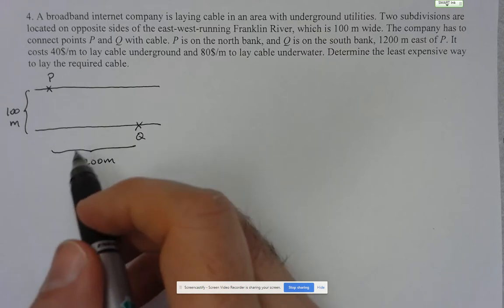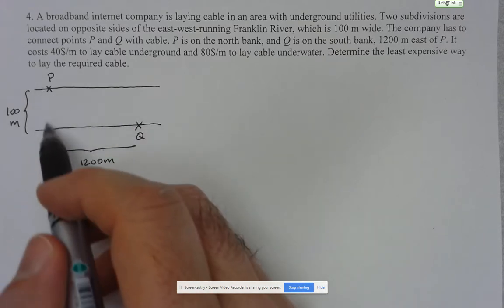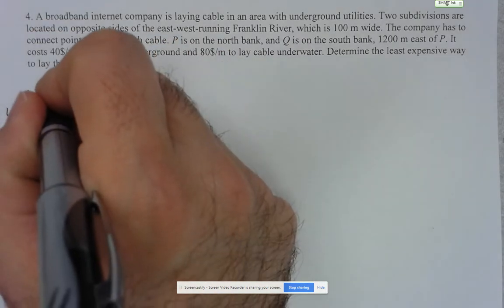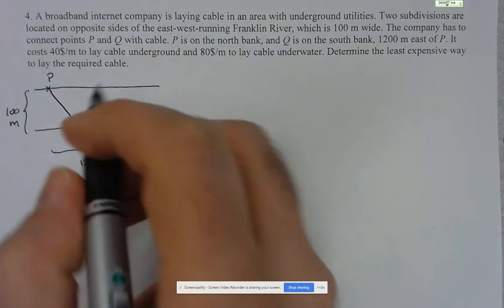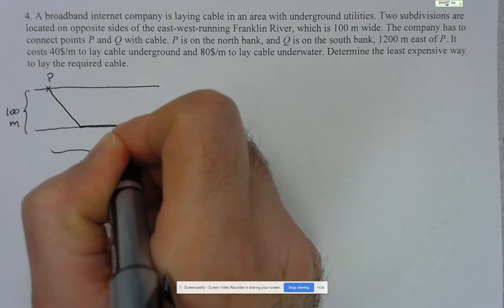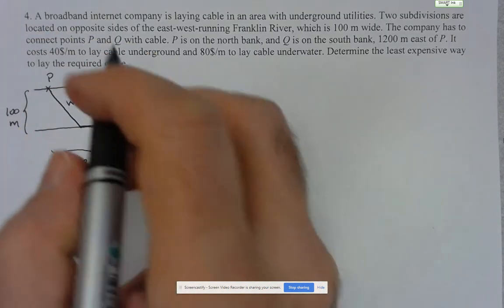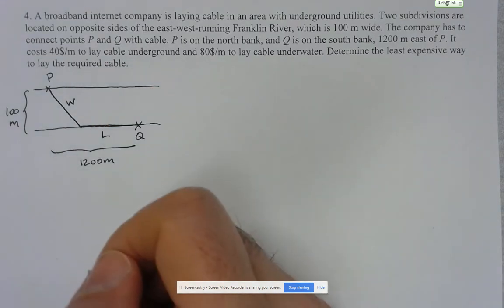So what I want to try to do when I draw a scenario, I want to try to avoid these sort of special circumstances like the ones I just talked about. So what I'm going to do is I'm going to draw a portion across the river like this, and then another portion here on the land. Okay, and I'll represent W, the length underwater, and I'll represent L, the portion that's on land.